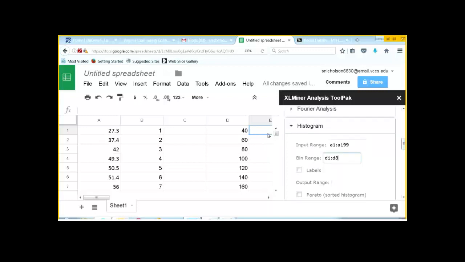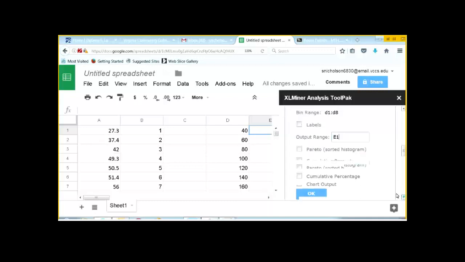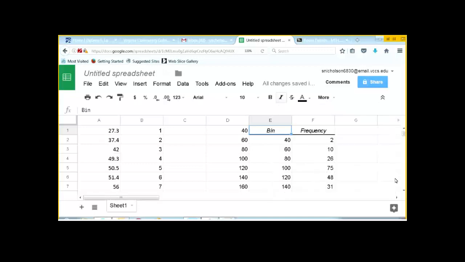My output range I'm going to put in E1, which is right here. You actually can click on that cell and then go to here, and it'll automatically put it in. That's the other way of entering it. And I'm going to create a chart output. So I got everything I want. I've got the output, which is the frequency distribution, and I've got the chart output, which is the histogram. And I say OK. And I guess it's done.